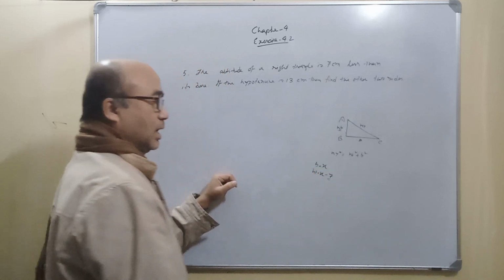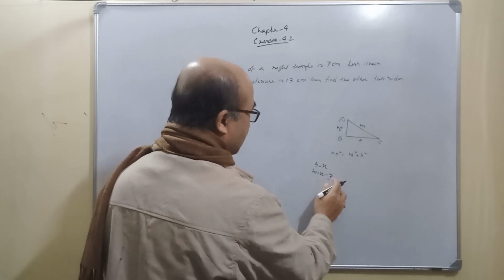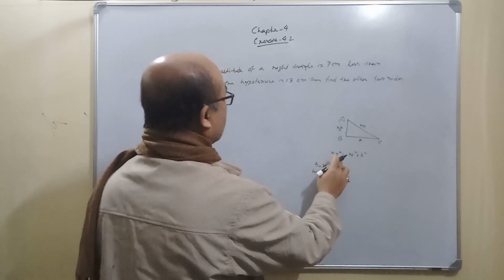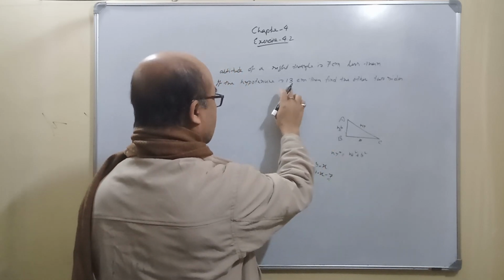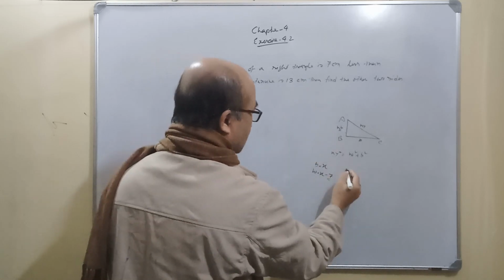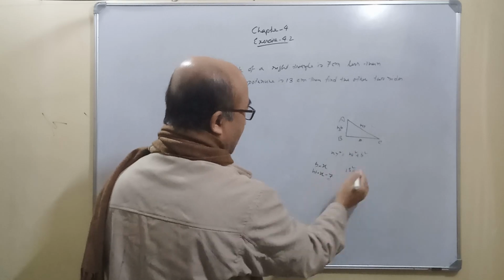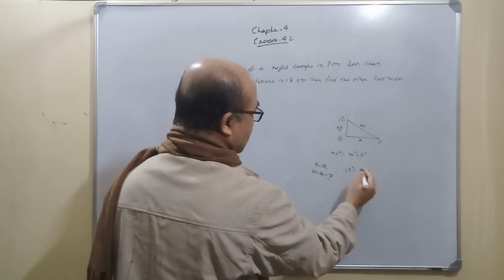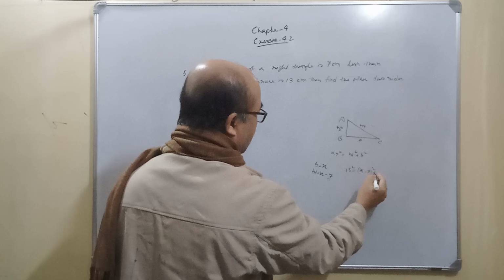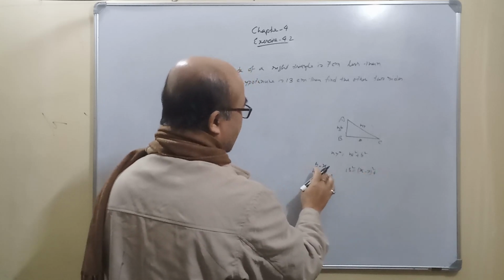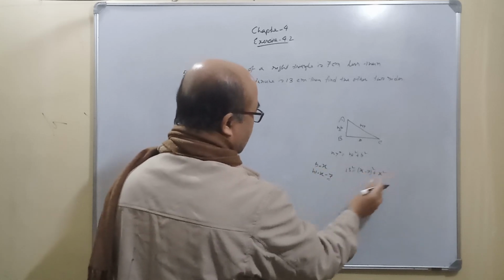Okay. And by Pythagoras theorem, we have hypotenuse square. What is the hypotenuse? 13 cm. So 13 square is equal to height square. What is height? x minus 7 square plus what is base? x square.